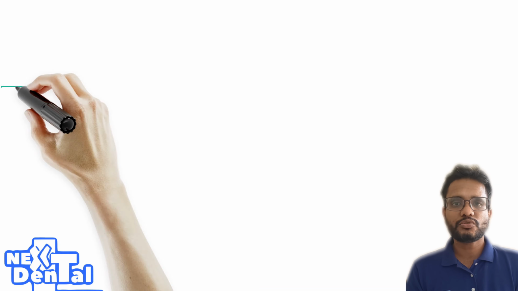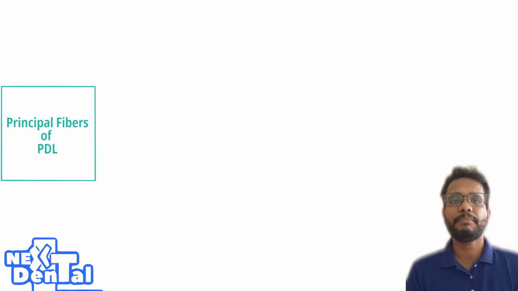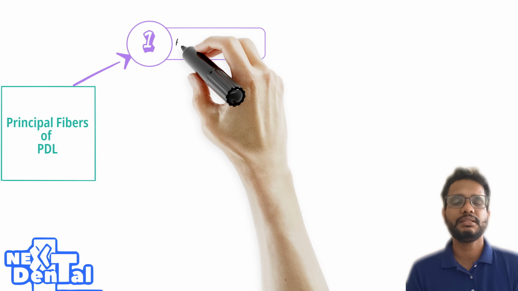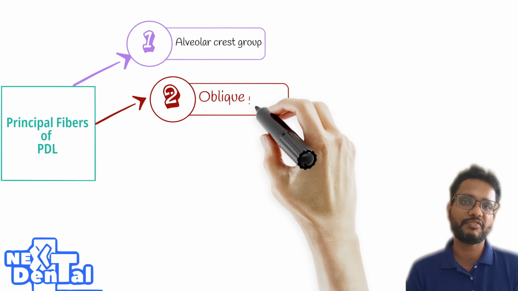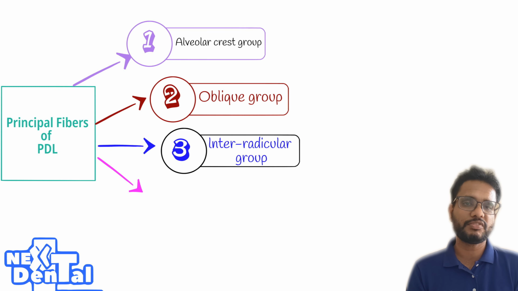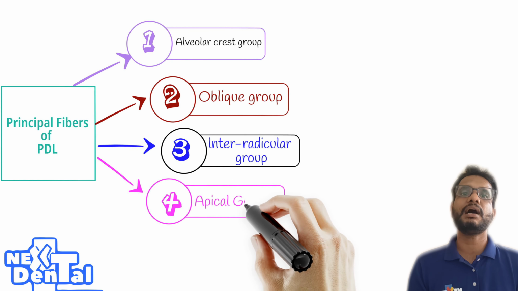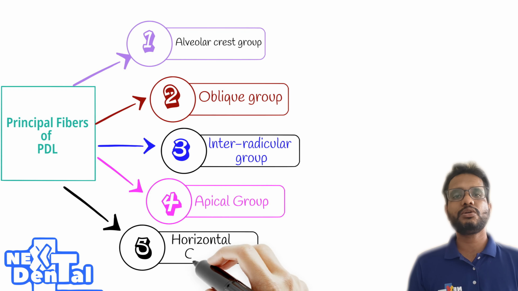Hello dear students, today we'll be discussing the principal fibers of the periodontal ligaments. There are 5 groups of the fibers, including the alveolar crest group of the fibers. The second one is the oblique group of the fibers. Then the third one is the interradicular group of the fibers. Fourth one is the apical group of the fiber, and fifth one is the horizontal group of the fiber.